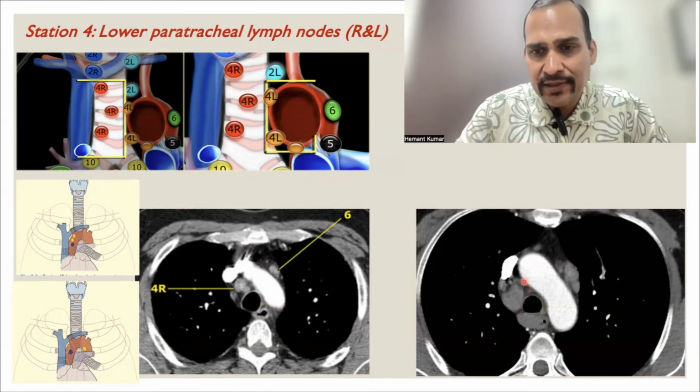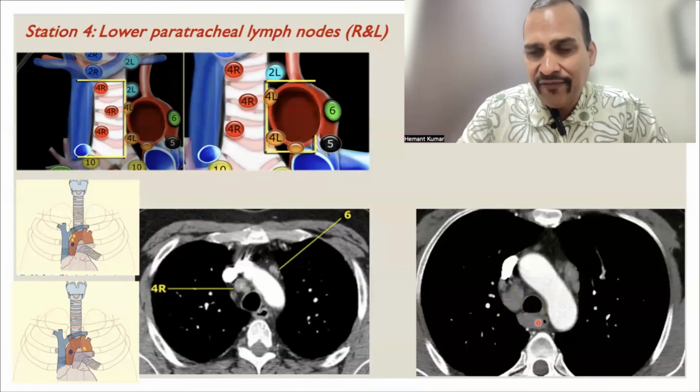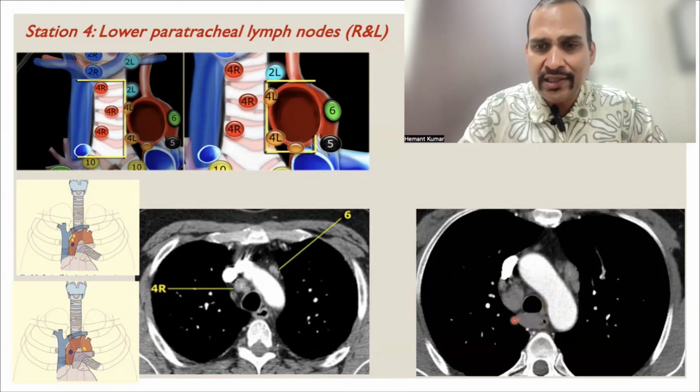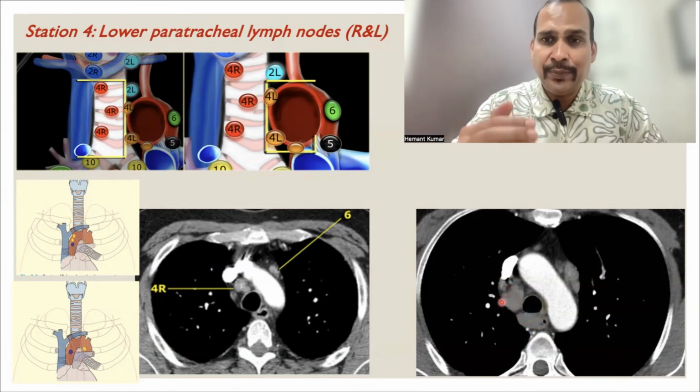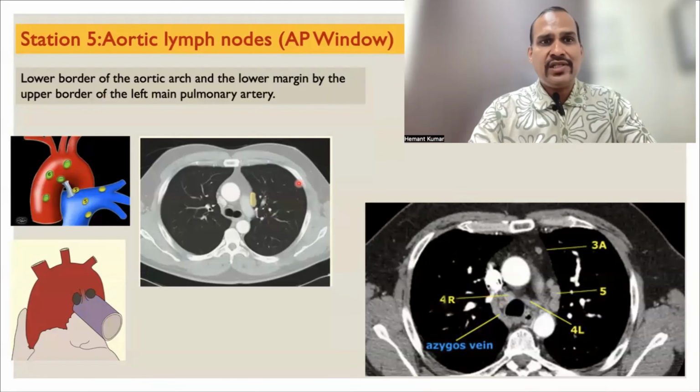In this CT scan, you can see this is the brachiocephalic vein, this is 4R. Okay, 4R. And what about this node? This node is behind the trachea, this is 3P. So you can see 3P and 4R, lower paratracheal. Now coming to station 5.